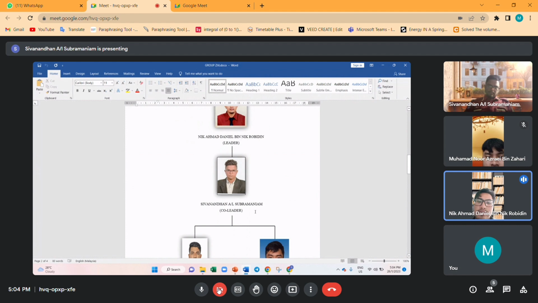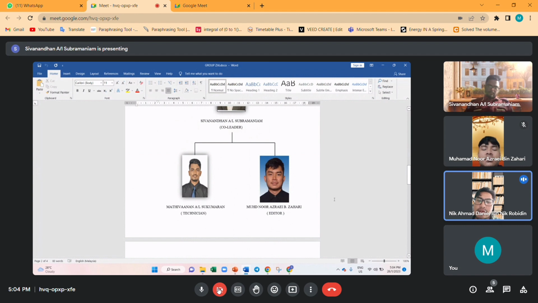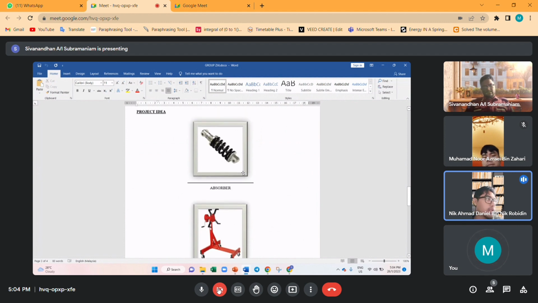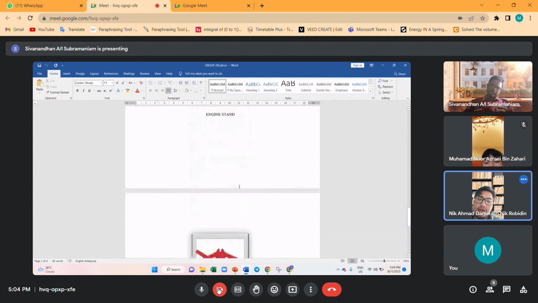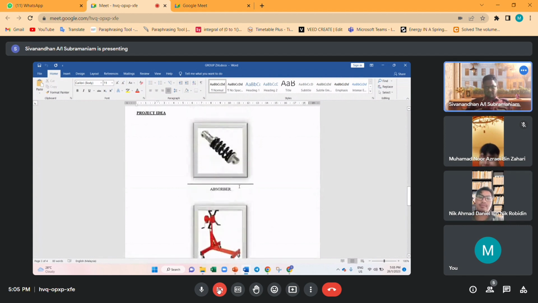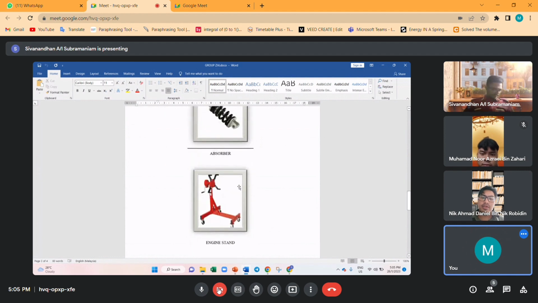My name is Ahmad Daniel Ben Irobini as leader, Sivanandan as co-leader, Matiwanan as technician, and Muhammad Nazrai as editor. So mainly based on your suggestion, we have picked three objects for our product. That is absorber, engine stand, and hydraulic jet car. So we get a green light for engine stand.